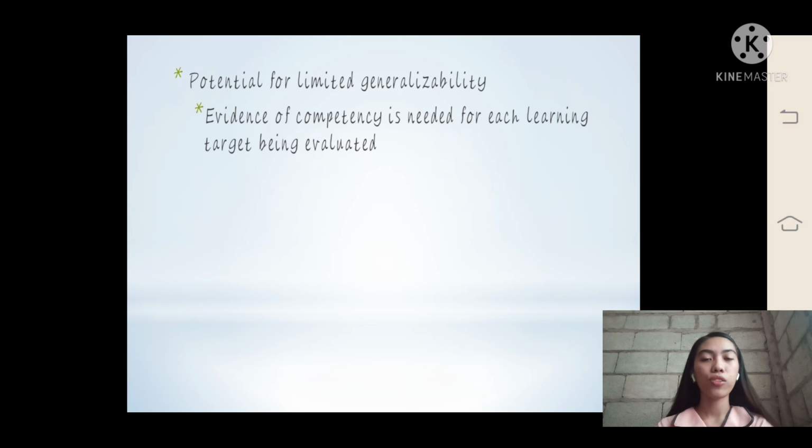Also, one disadvantage of portfolio is potential for limited generalizability. Evidence of competence is needed for each learning target being evaluated.